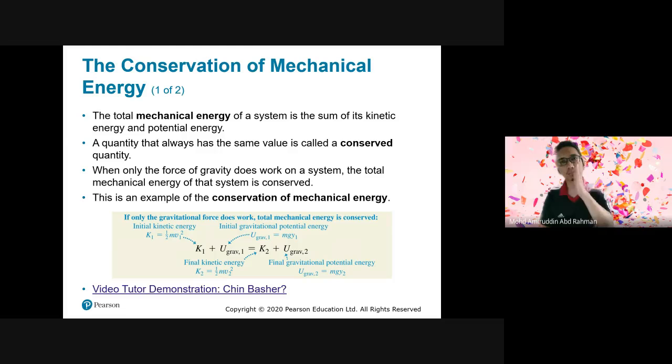When the object is going up, the kinetic energy of course will decrease, and the potential energy increases. That's the concept. It's like when you pull the ball upwards, at the highest point it will have the maximum potential energy, and near the bottom you have the highest kinetic energy and the least potential energy. That's the concept of the conservation of mechanical energy.